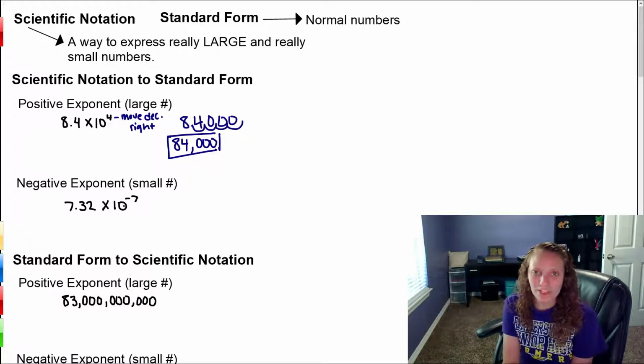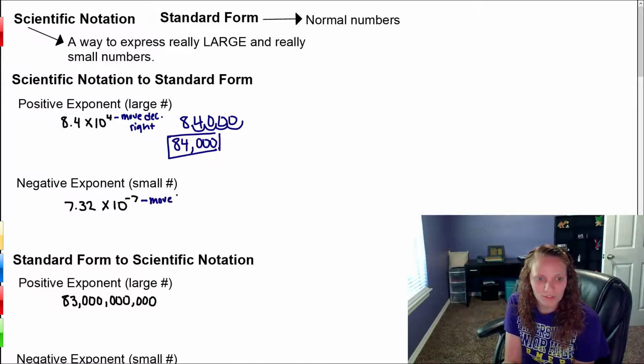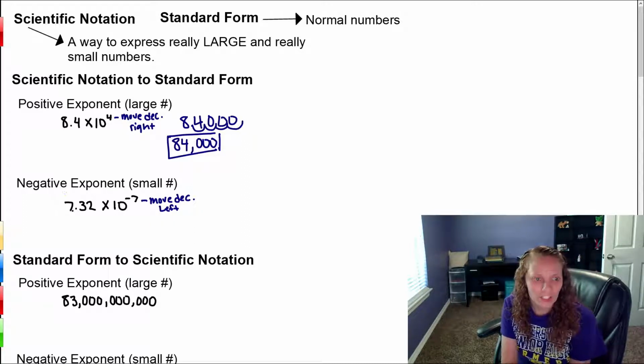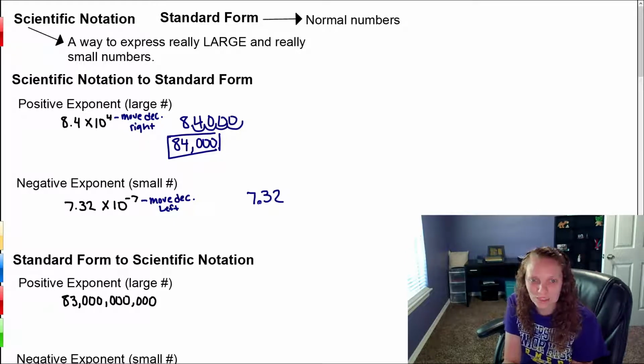Now let's try one with a negative exponent. Again, the exponent means to move the decimal. Since it's a negative, we want to move the decimal place over to the left. So we're going to use the number 7.32. And we want to move this decimal place over to the left 7 times.